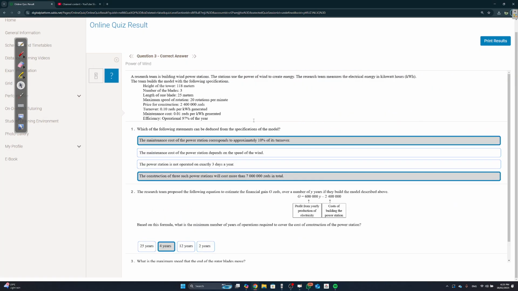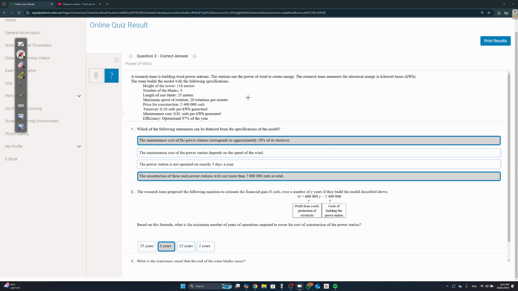Question 3. A research team is building wind power stations. The stations use the power of wind to create energy. The research team measures electrical energy in kilowatt hours. The team builds the model with the following specifications. The height is 180 meters, blades 3, one blade 25 meters, maximum speed 20 rotations, price for construction 2,400,000 Zs, turnover 0.10 Zs per kilowatt hour generated, maintenance cost 0.01 Zs per kilowatt hour generated, efficiency operation 97% of the year.